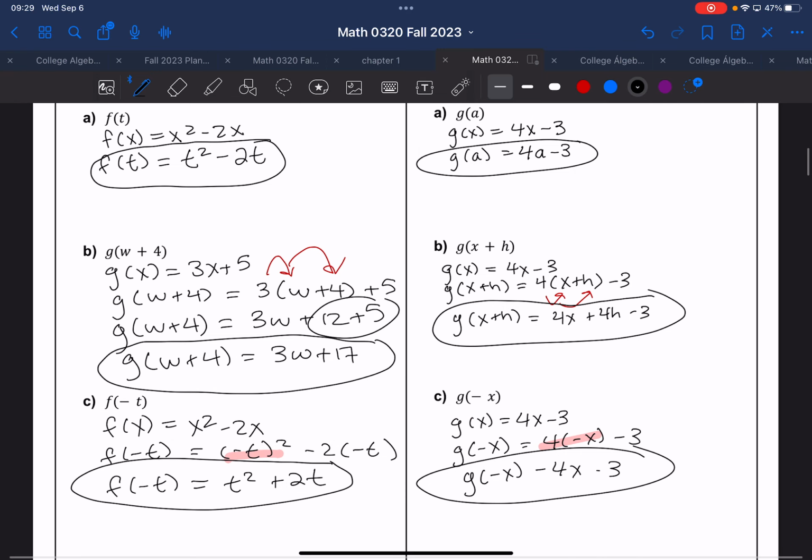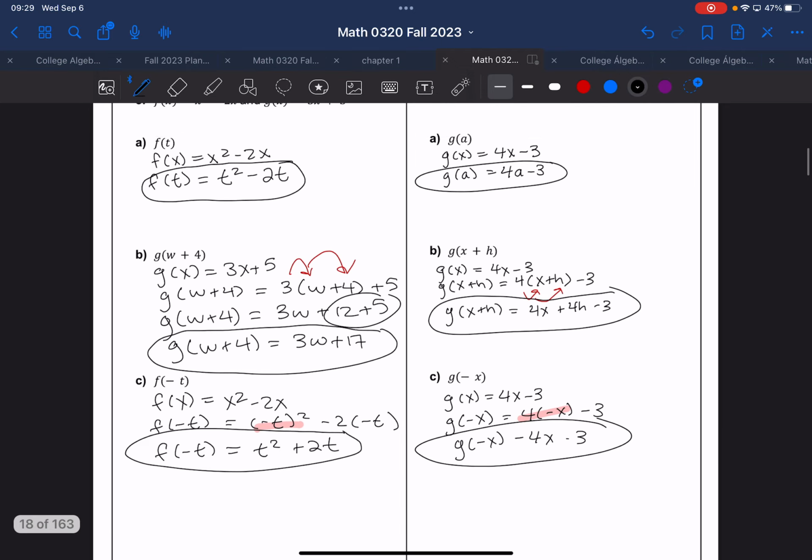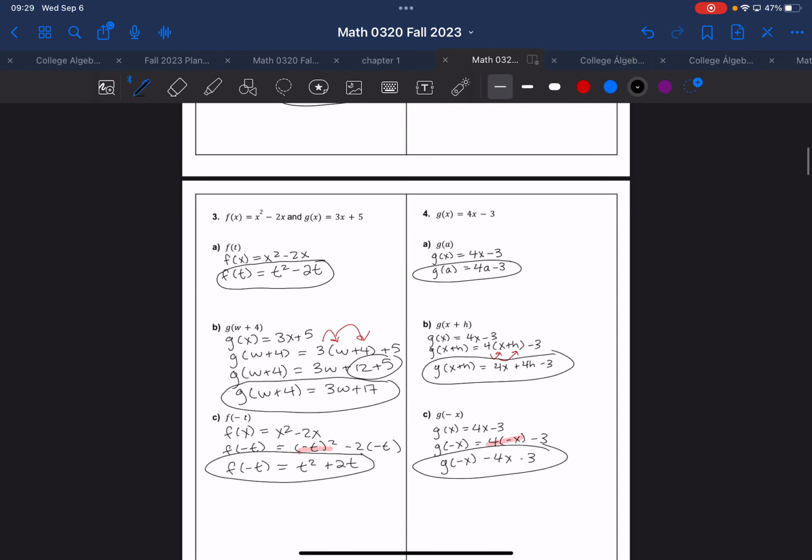Could we turn these into points? If we wanted to. Would it help us? No. Okay, so that's concept 3. Any questions?